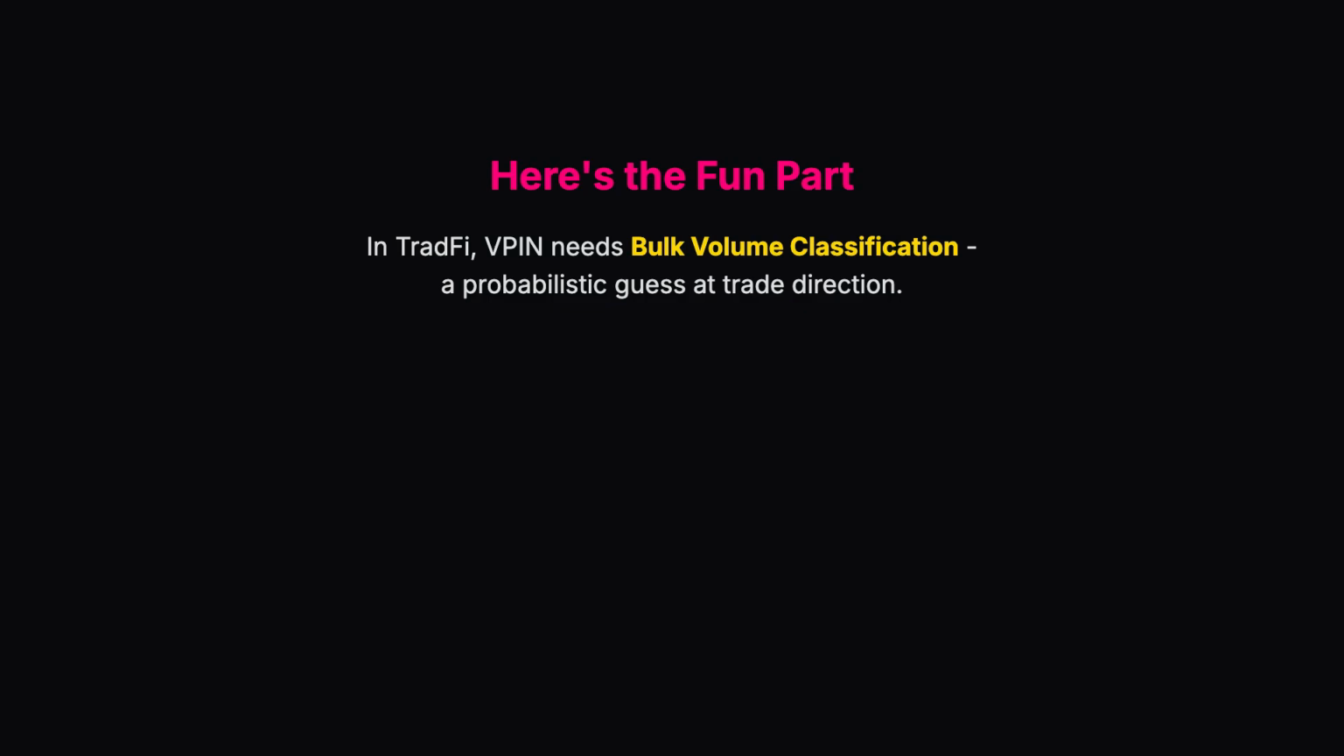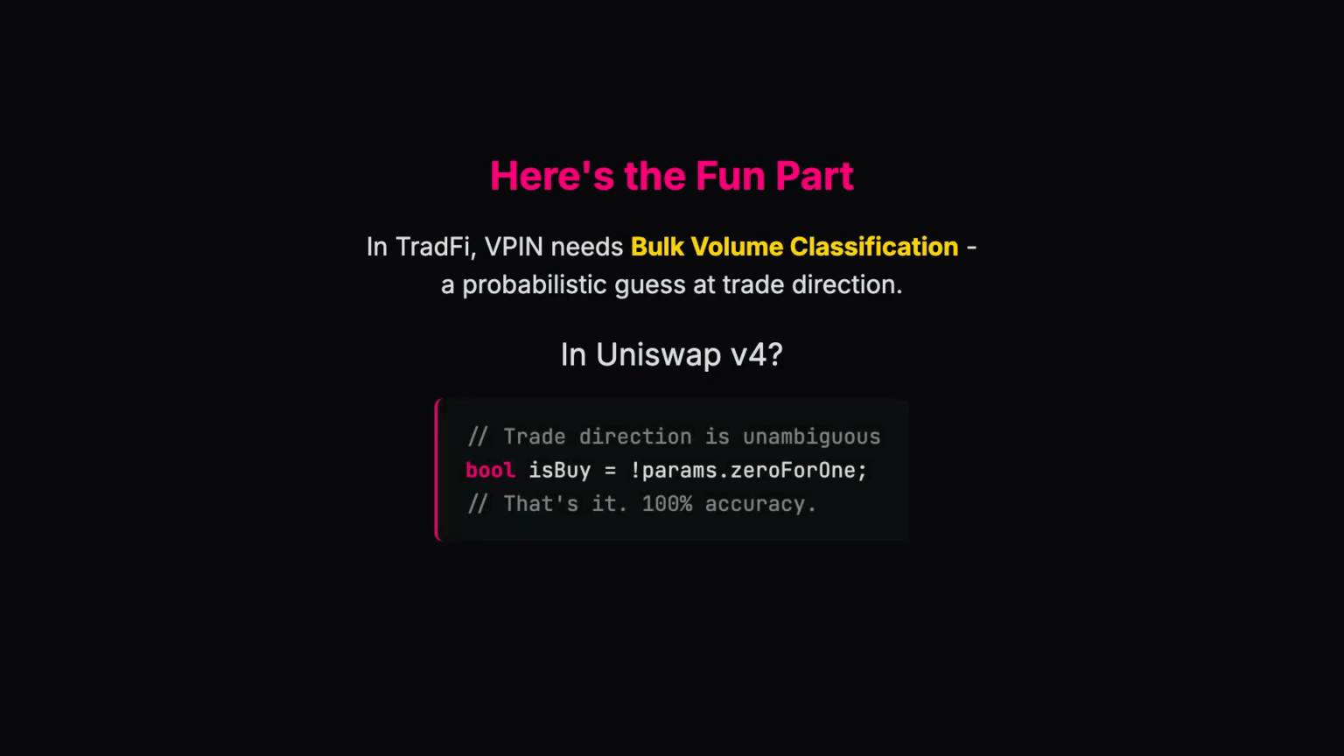Here is the fun part. In traditional finance, VPIN needs bulk volume classification, a probabilistic algorithm to guess which trades are buys and which are sells. It is an approximation. In Uniswap v4, trade direction is given to us directly. 0 for 1 tells us exactly whether it is a buy or a sell. 3 lines of code, 100% classification accuracy. So our on-chain VPIN is actually more accurate than the original TradFi version.